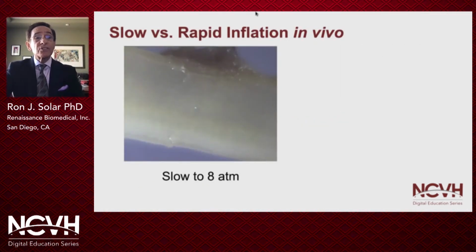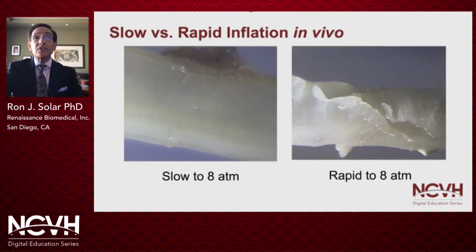We demonstrated this in a study in normal pigs' arteries, where we took a balloon and slowly and gradually inflated the balloon to its nominal pressure. In doing so, the lumen expansion resulted with no vessel injury. However, when we took the same balloon and rapidly inflated it to the same nominal pressure, there was extensive dissection and vasoconstriction.